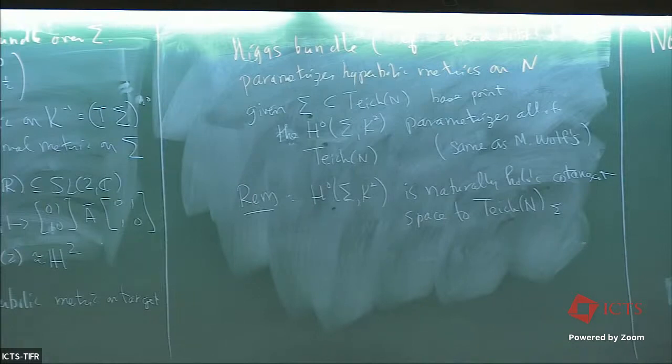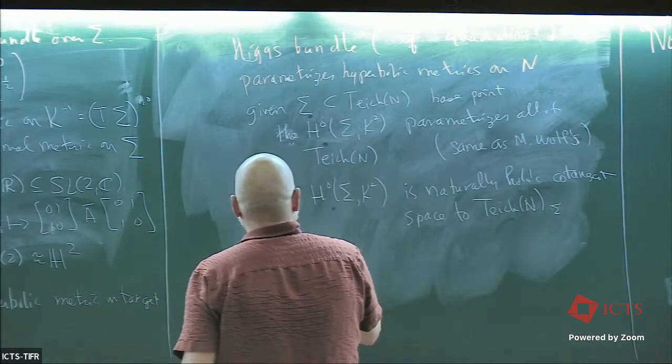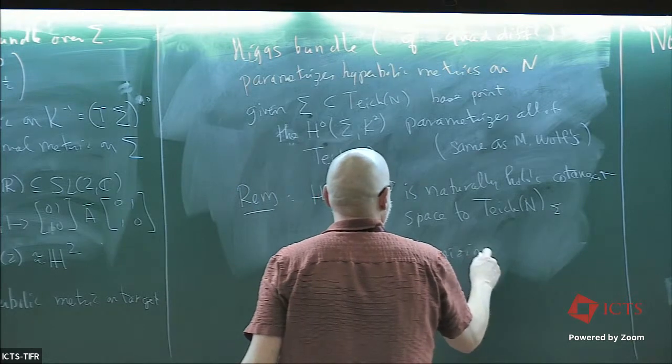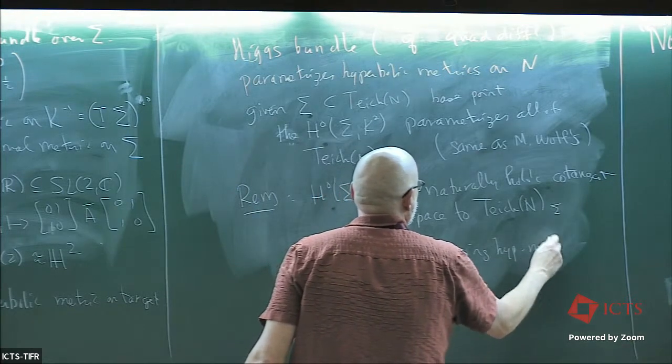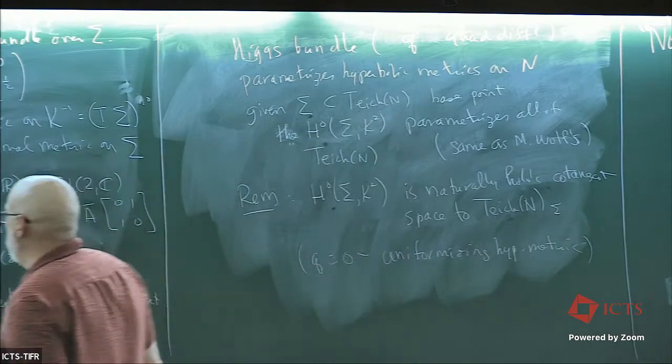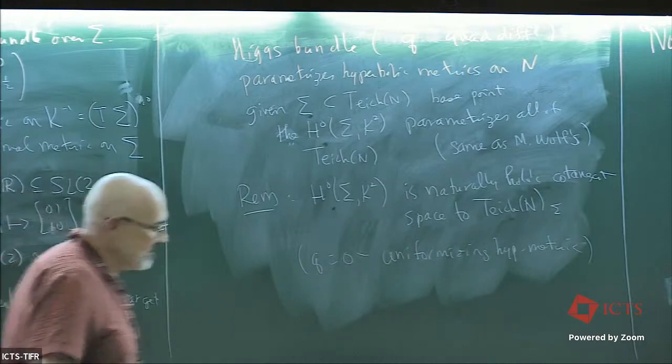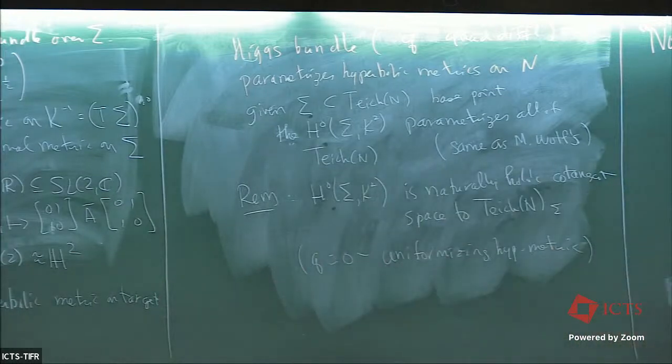Yeah, exactly. Q equals 0 is the uniformizing hyperbolic metric. So in particular, if Q is equal to 0, then you recover the hyperbolic metric on the same Riemann surface, the conformal one. Whereas when Q is non-zero, you have a different conformal structure. Okay. All right. Any more questions about this stuff?